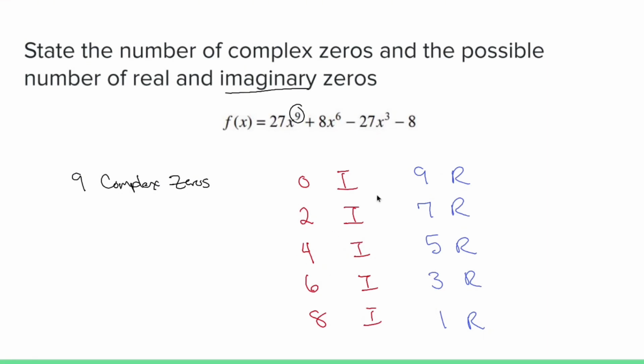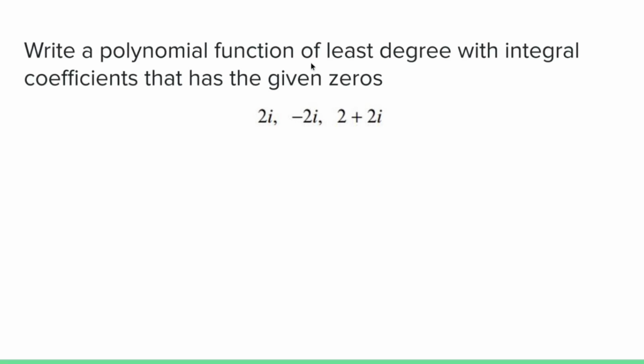So we have 5 possibilities: 0 imaginary and 9 reals, 2 imaginary and 7, 4 imaginary and 5 reals, 6 imaginary and 3, and 8 imaginary and 1 real. And again, that's because this graph is going to look something like this, all those bumps. So at some point, this will cross the x-axis, but we just don't know how many times it will cross the x-axis. Fun stuff.